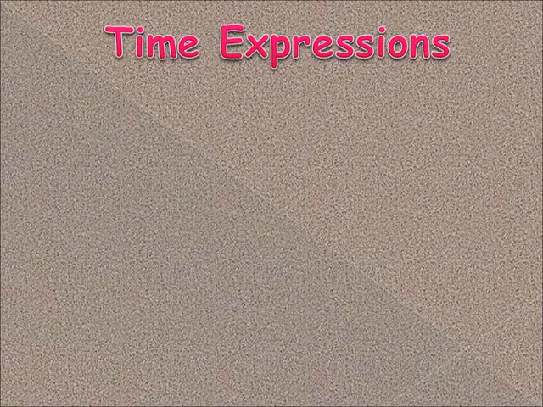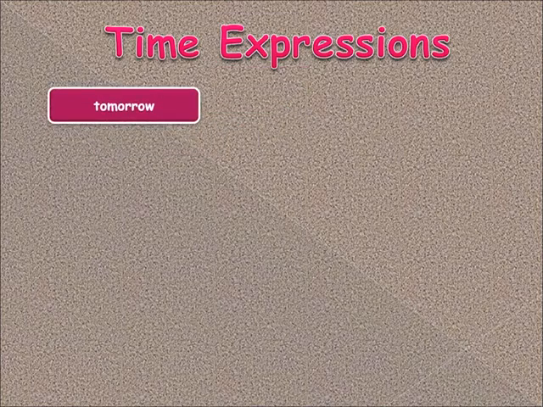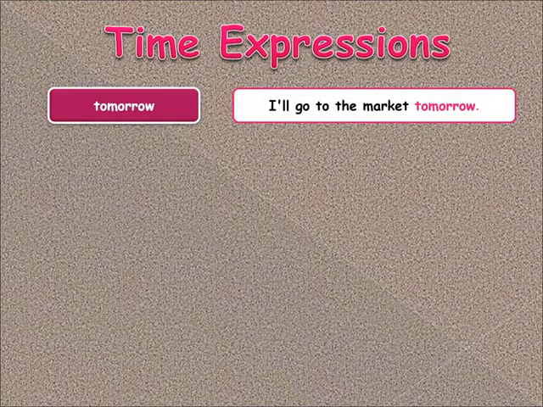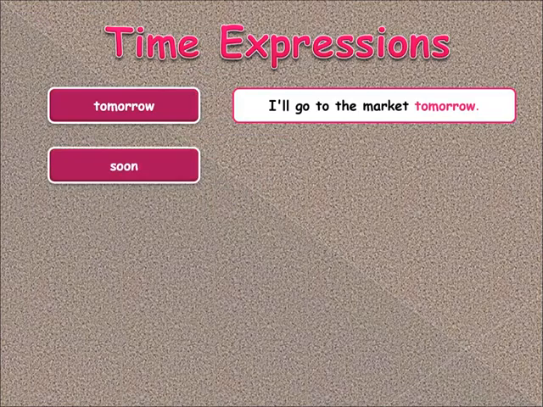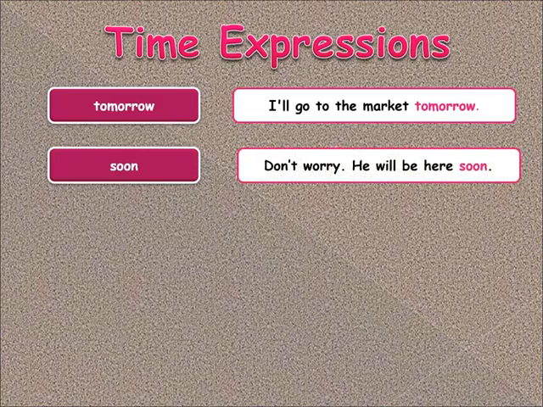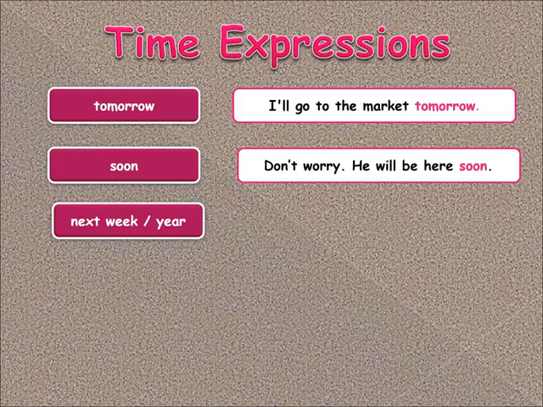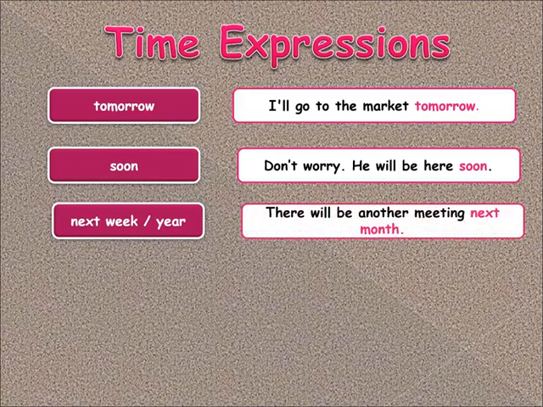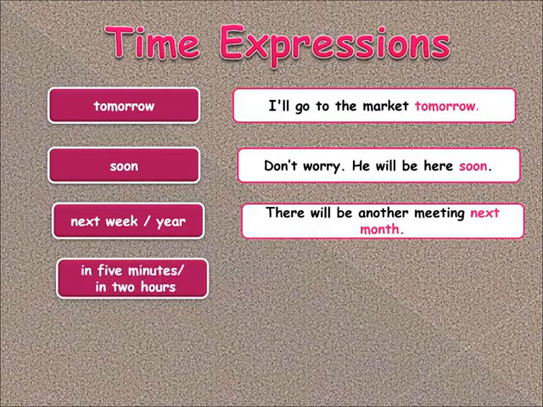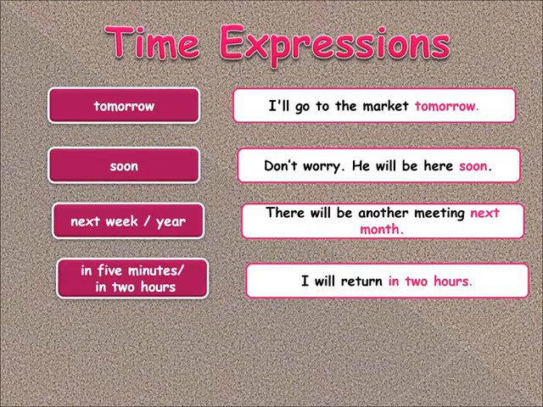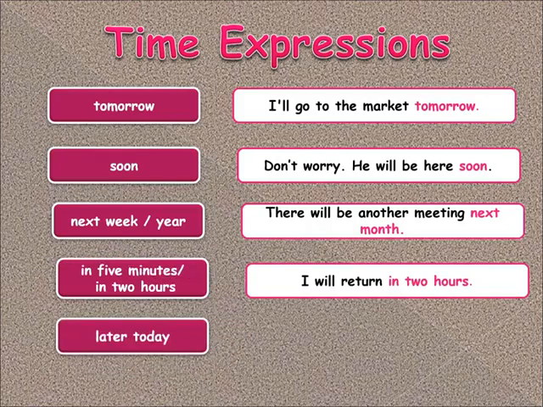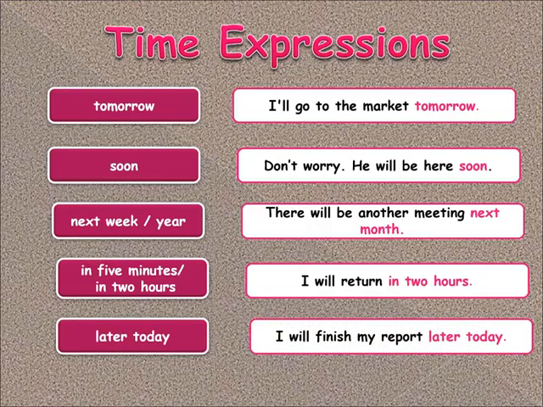Now students, let's see what different expressions in a sentence can tell us that the sentence is a future simple sentence. The word tomorrow. Let's take a look at the example. I'll go to the market tomorrow. Soon. Don't worry, he will be here soon. Next week or next year. Or it could be next month also. There will be another meeting next month. In 5 minutes or in 2 hours. I will return in 2 hours. Later today. I will finish my report later today.